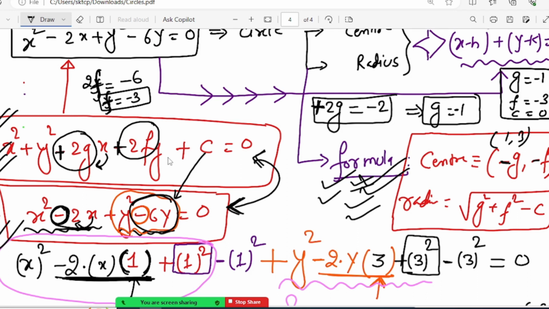So now apply it on the radius. So the radius should be equal to the square root of g squared, that is 1, plus f squared, minus 3 whole square, which will be 9, minus 0. So under root of 10. Is it correct? Yes, that's correct.